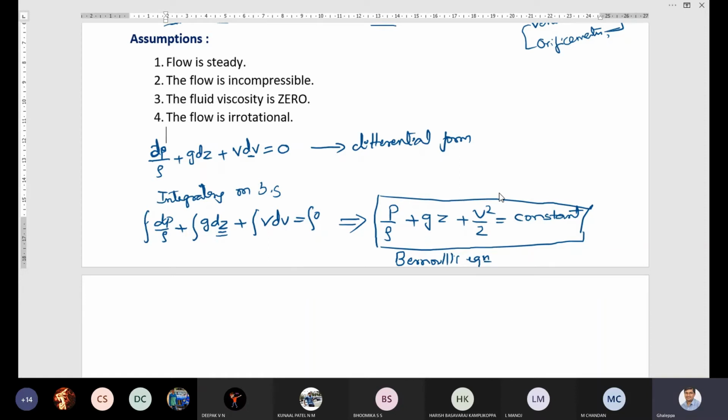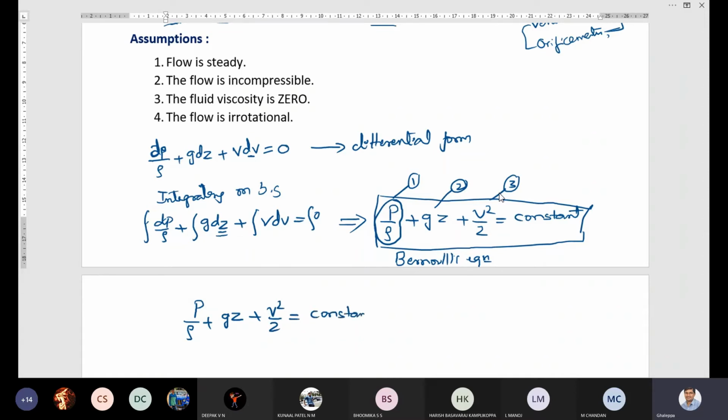Dear students, in Bernoulli's equation, how many terms are there? There are 3 terms: the first term, the second term, and the third term. That means there are 3 energy terms. In university questions, it is asked: write Bernoulli's equation and explain the terms involved. Explaining the terms means these 3 different terms. So P by rho plus gZ plus V square by 2 is equal to constant.